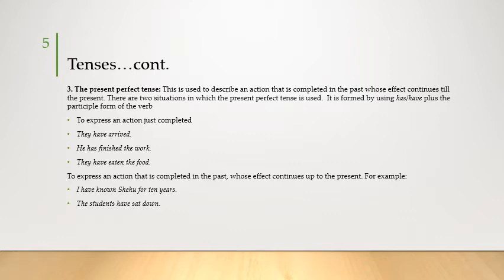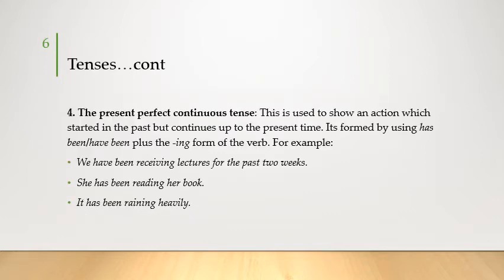I have known Shehu for 10 years. Up to this moment, Shehu is familiar to me. The students have sat down. Up to this moment, the students are sitting down. So this is what it means. Number 4, we have the present perfect continuous tense. This is used to show an action which started in the past but continues up to the present time.